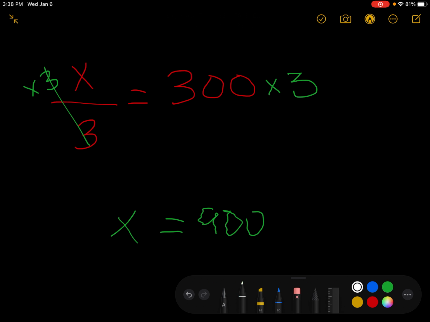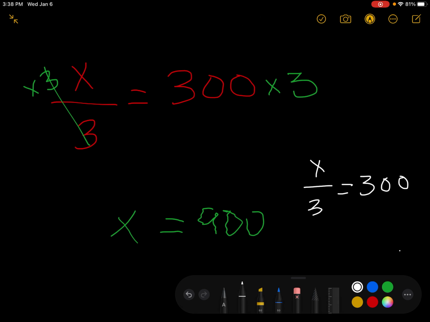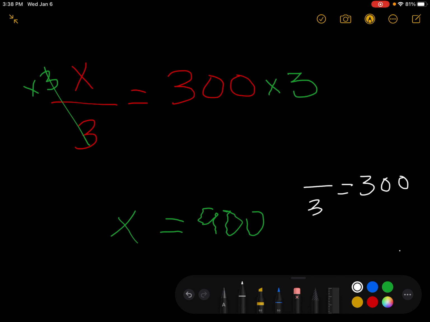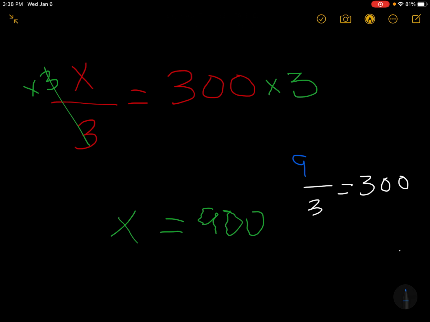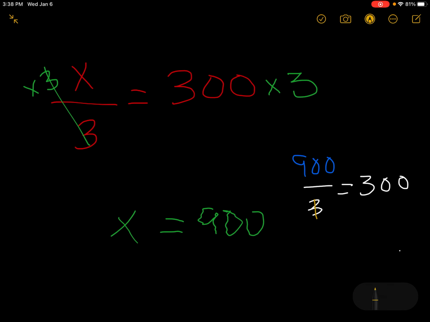Let's go ahead and plug it in, see if that is correct. It would be x over 3 equals 300. Remember, x is actually not just x anymore because we have solved it. We have said that it is actually 900. All right, so we can solve the left side of our equation to see if this is true. 900 divided by 3 is actually 300. They are indeed balanced.